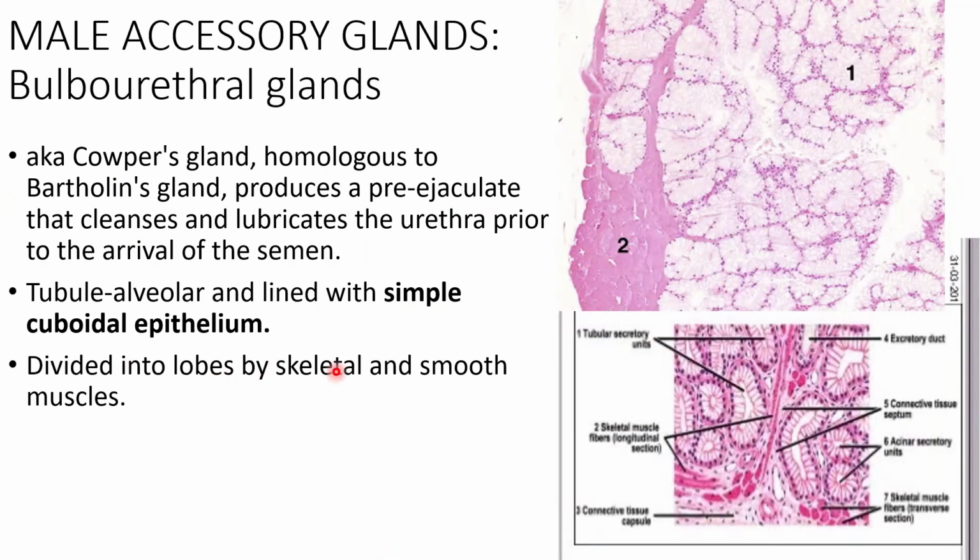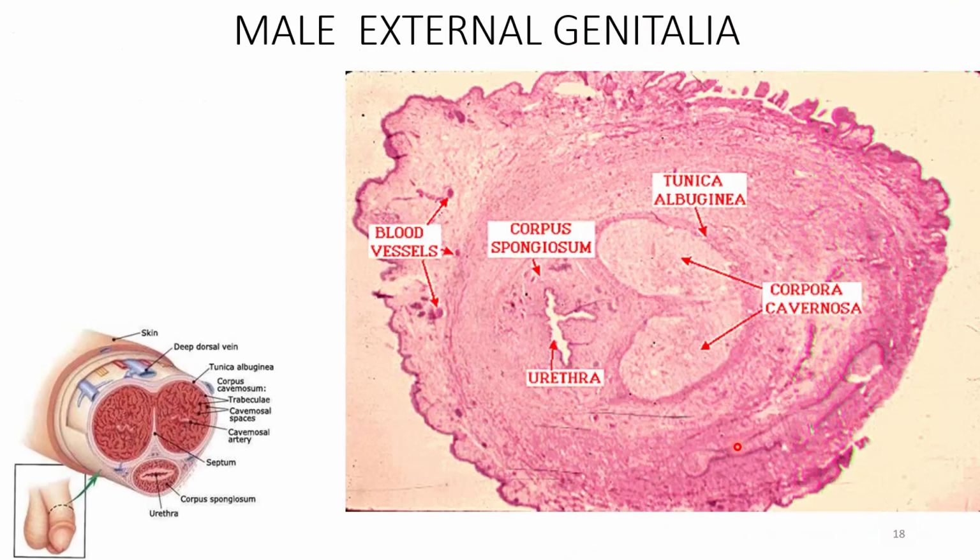Divided into lobes and lobules by skeletal and smooth muscles, as you can see here. And then the last bit is looking at the histological organization of the external genitalia. Here we can appreciate the blood vessels, then the tunica albuginia. You have two corpora cavernosa, and then the corpus spongiosum. The corpus spongiosum contains the urethra.